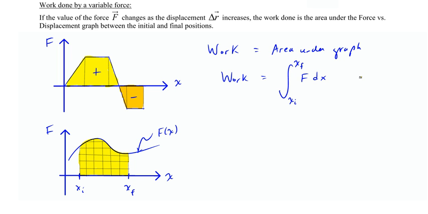Okay, so the main idea here is whenever you need to find the work done by a variable force, where the force is varying over that displacement, the work done is the area under the force-displacement graph between the initial position and the final position.